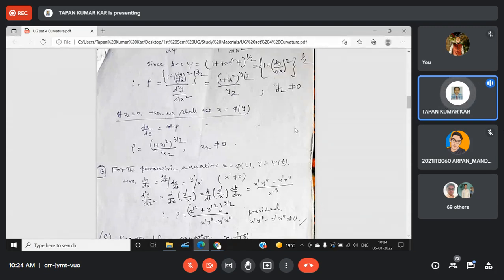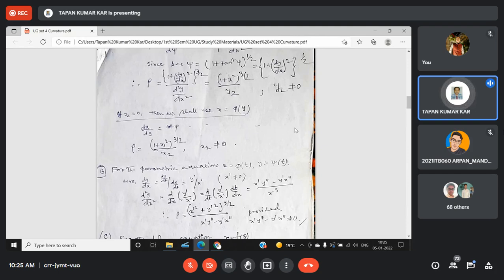Parametric form is nothing but, suppose a circle is given, x square plus y square equal to say a square. In that case, you may consider x equal to a cos phi, y equal to a sin phi. This is a parametric form. So in general, if x equal to phi t, y equal to psi t is the parametric form of the curve, then you can use the same formula that I have used earlier, that is rho equal to 1 plus y1 square whole to the power 3 by 2 by y2.